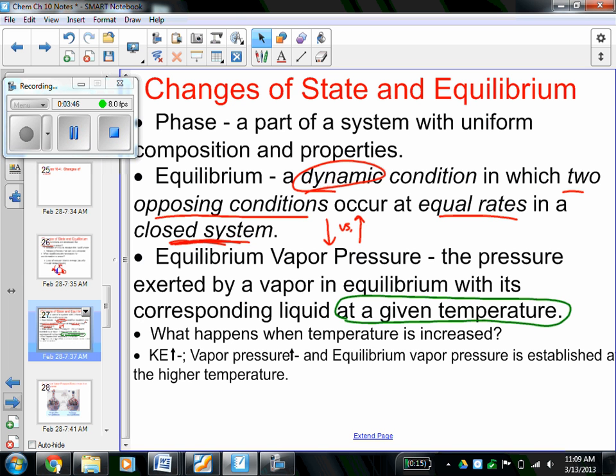So what happens when temperature is increased? We'll talk about that on the next slide. I obviously give you the answer here. As kinetic energy increases, vapor pressure increases, and equilibrium vapor pressure is established at a higher temperature. So as kinetic energy increases, vapor pressure increases. Okay, as kinetic energy decreases, vapor pressure decreases.